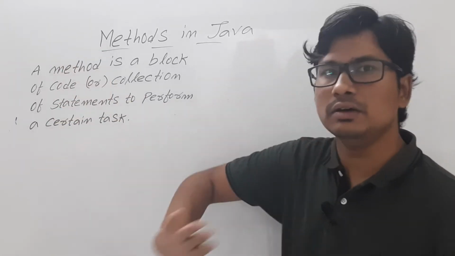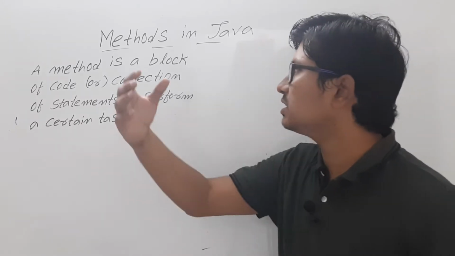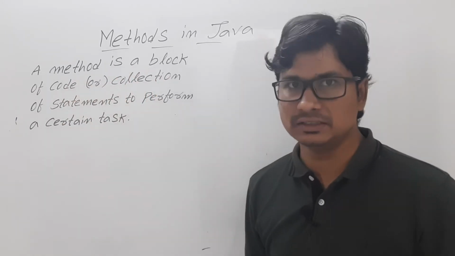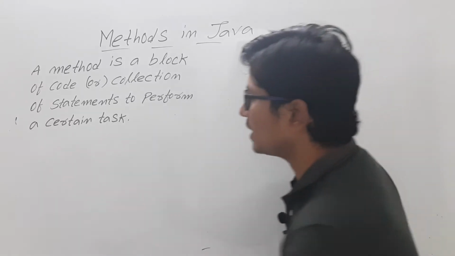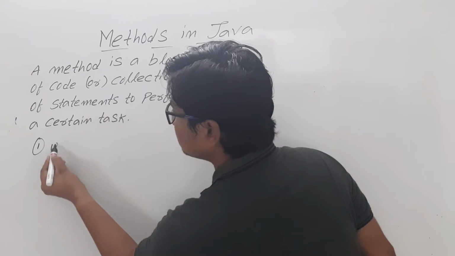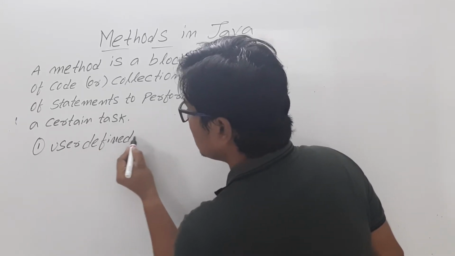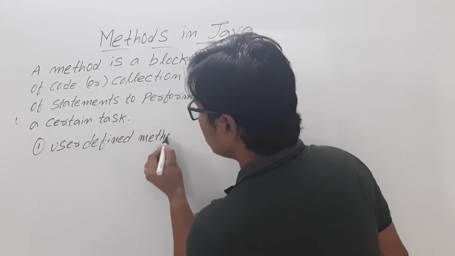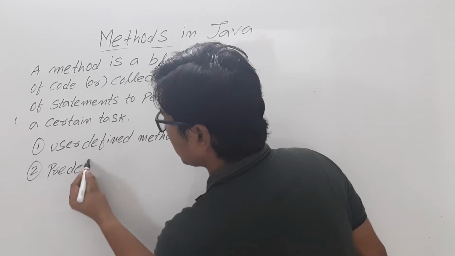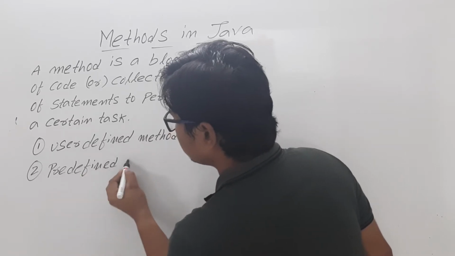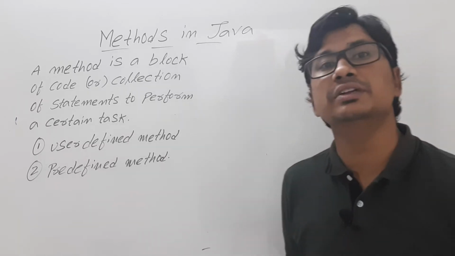So whatever you learned about functions in other programming languages will be applied to methods. Okay. Now we have two types of methods. One is user-defined methods, and another one is predefined methods. First, let me discuss the predefined methods, then I will discuss the user-defined methods.